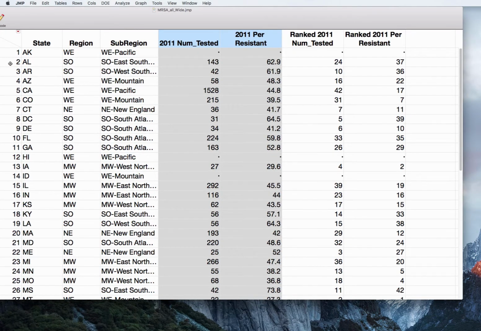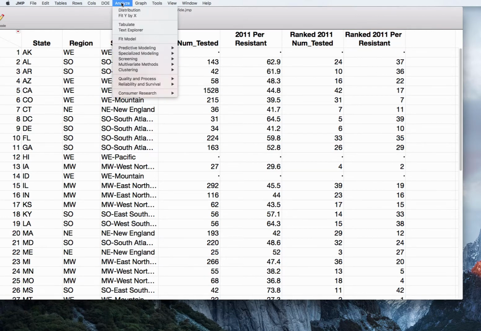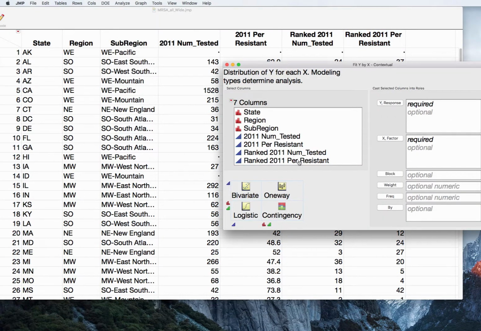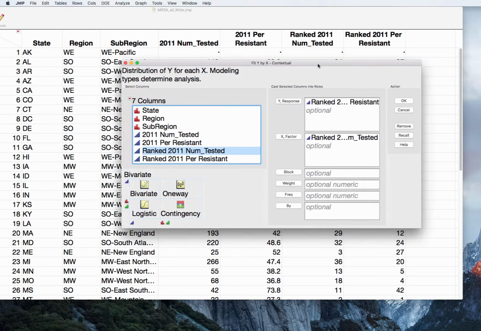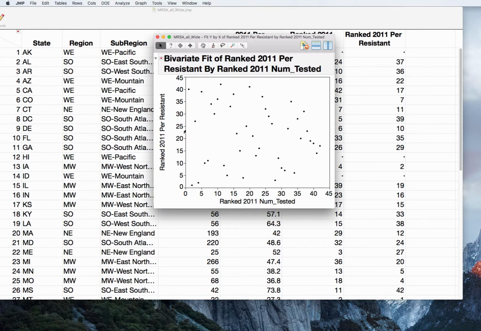So you can see here for Alabama, the number tested was 143, and that's actually the 24th value. The number tested for California was 1,528, and it's the 42nd largest value. It's actually the largest value we have. Whereas the number percent resistant is 17. If we actually do a Fit Y by X with our percent resistant rank as our Y and our number tested rank as our X and press OK, you can see now that we have a more evenly distributed scatter plot.